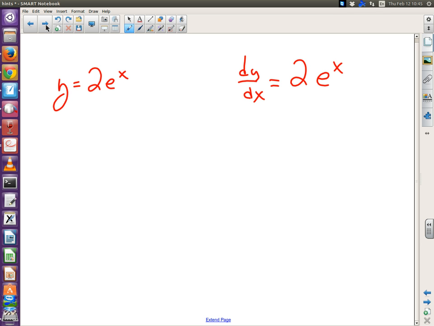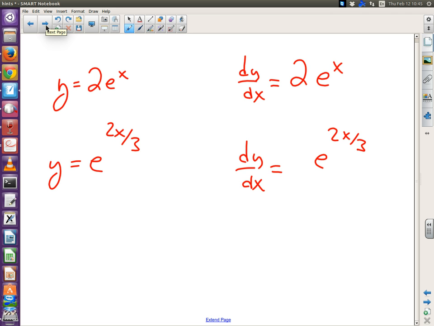Okay, what if y is e to the 2x over 3? Now it's not the derivative of e to the x with respect to x is e to the x. It's a derivative of e to the u with respect to x, where u is a function of x. That's the chain rule. So you get dy dx is what? e to the u times the derivative of u, du dx. If u is 2/3 of x, du dx is 2/3. Okay.